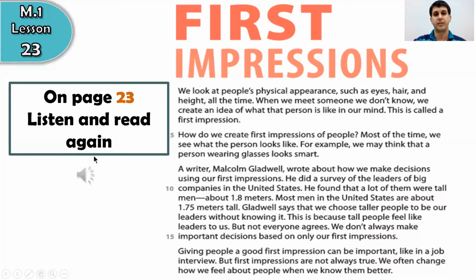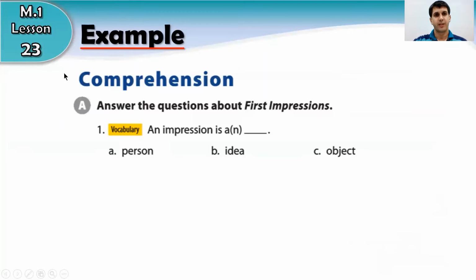Okay, so that was what we listened to yesterday. Now let's check the homework. Okay, so yesterday we gave this example to practice before we did the homework. Let's check again. An impression is a person, idea, or object.